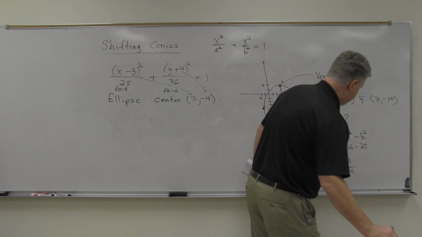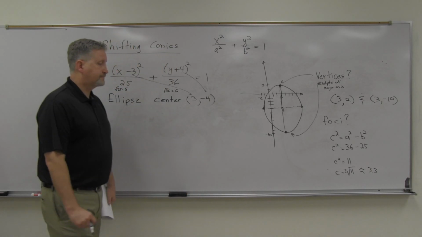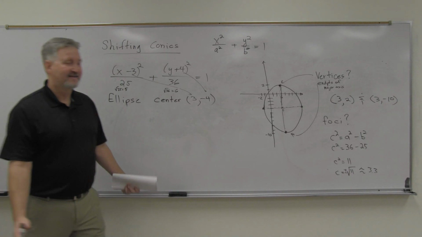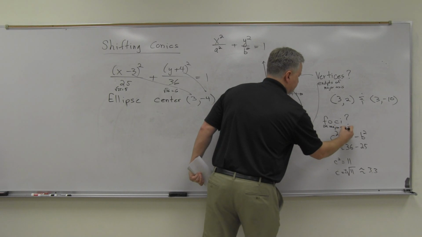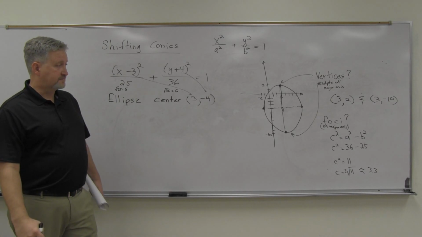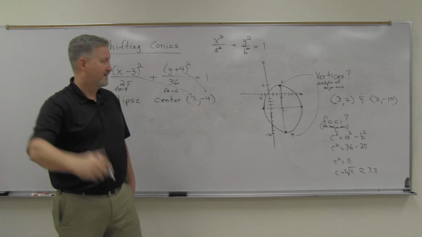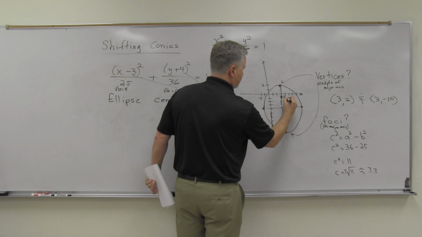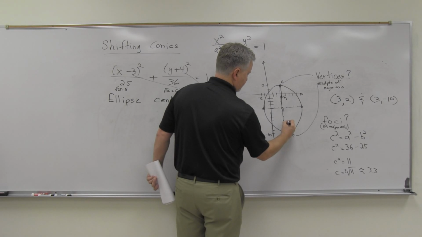Which is about 3.3, so we can locate them here. And again, where are those located? It's on the major axis, right? So these will go along the ellipse's major axis. I'd go 3.3, which way? Up and down, right? So 1, 2, 3.3. There's one focus. And then 1, 2, 3.3. So there's another focus.